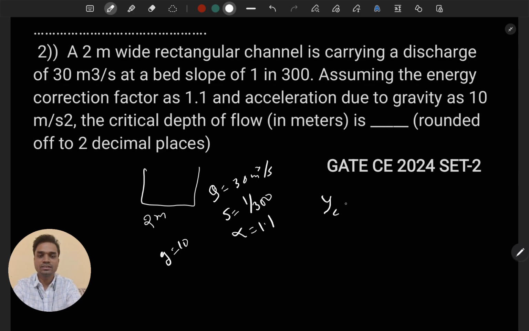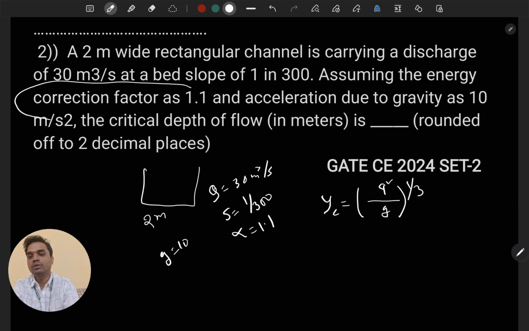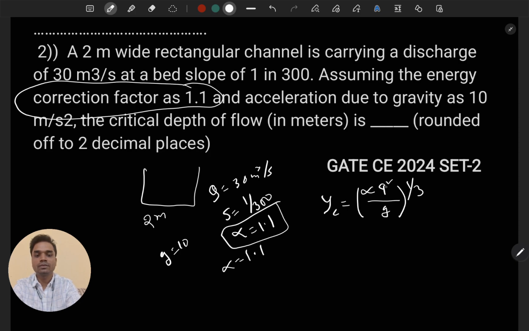If YC is the critical depth, as we already mentioned in the earlier problem, YC is equal to alpha Q square by g to the power 1 by 3. The most important thing, they have added one additional point, that is the correction factor, alpha equal to 1.1. So just put the alpha over here. That's your problem. Just put all the values they have provided and solve it.